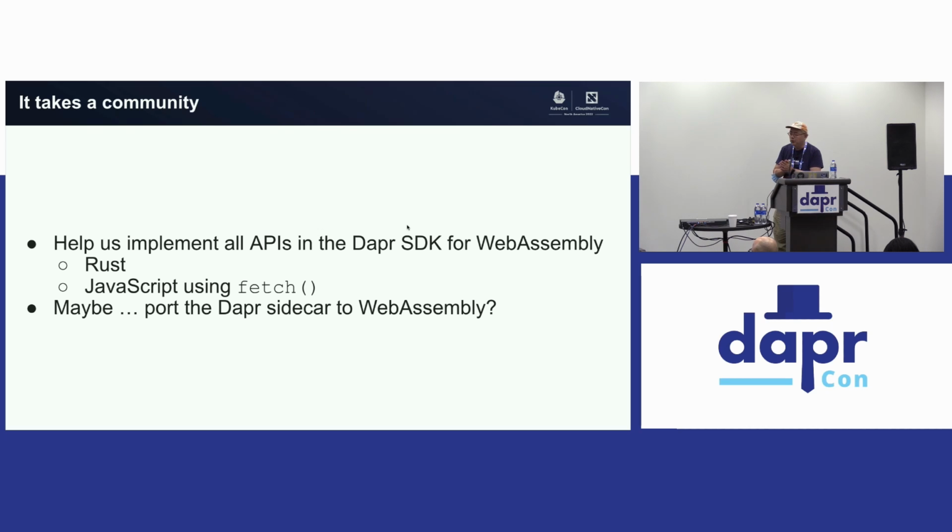Okay, so the reason I want to come here to talk to you guys is because we need help, right? We are an open source project, and I think it takes a community to build something like that. We'd love to. We implemented part of the Dapr SDK for WebAssembly, but there are things that we haven't implemented, for instance, the pub sub, those more complex services. We'd love to get the community's help to implement that, either in Rust and also in JavaScript using the fetch API that we have supported in JavaScript.